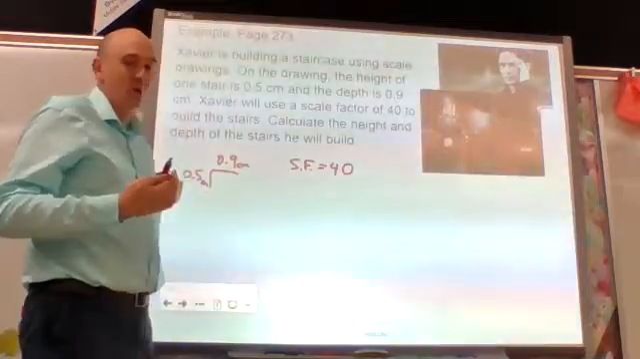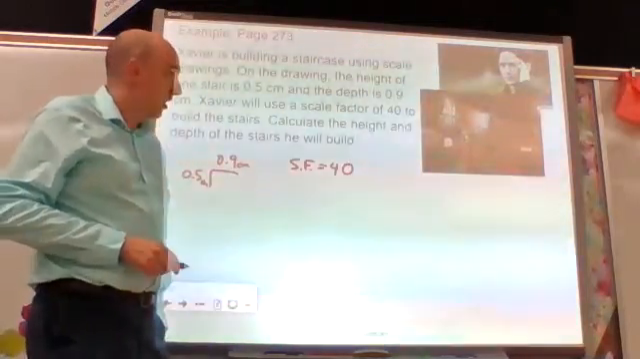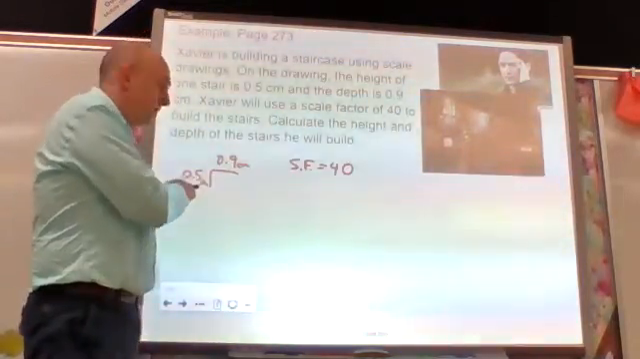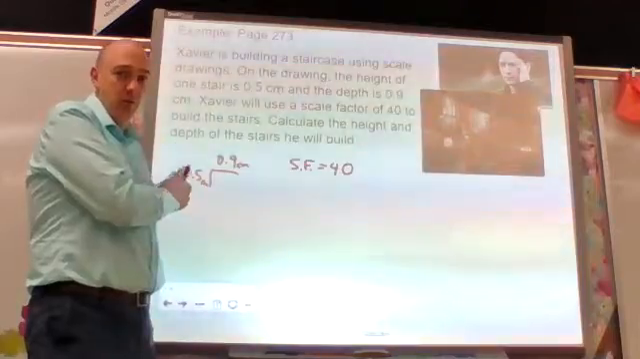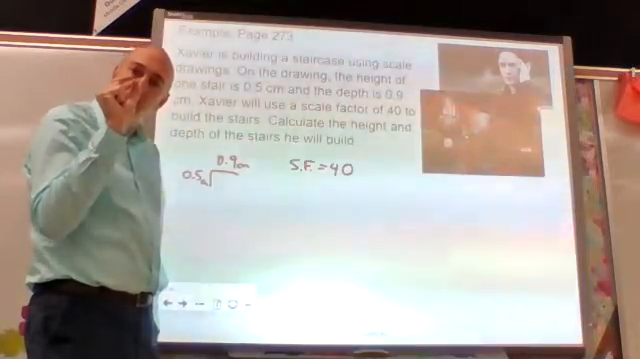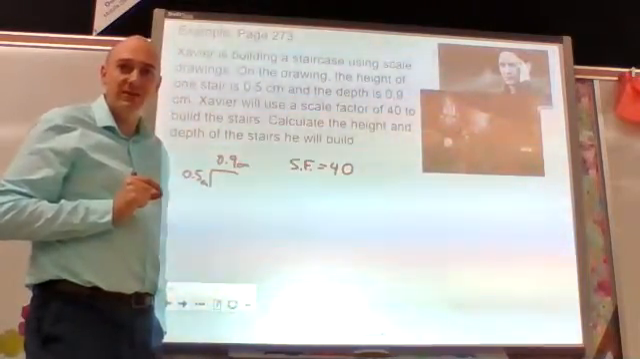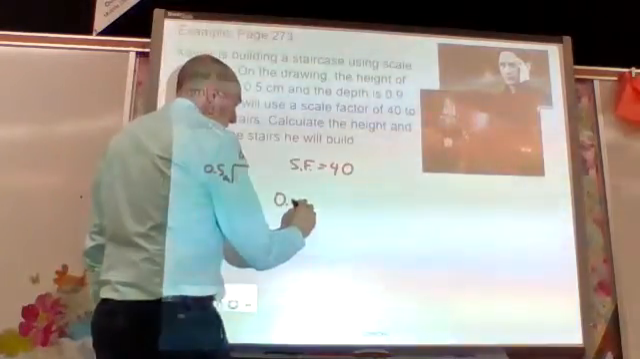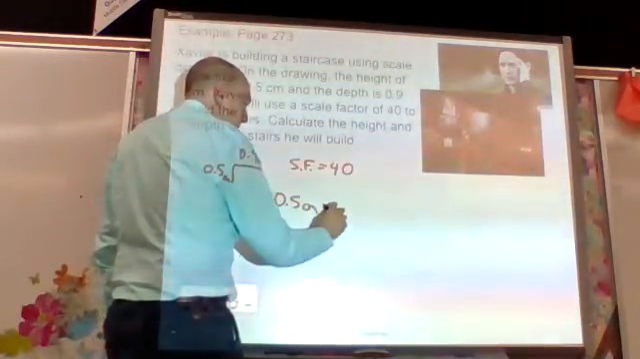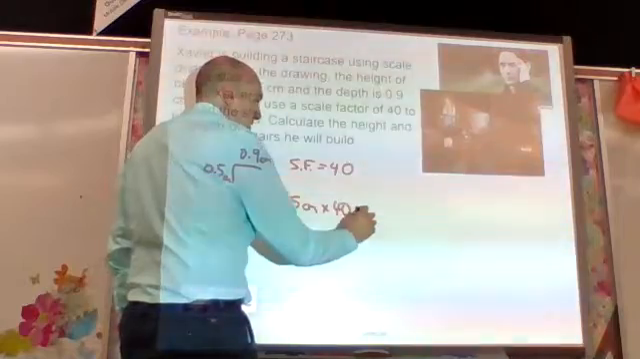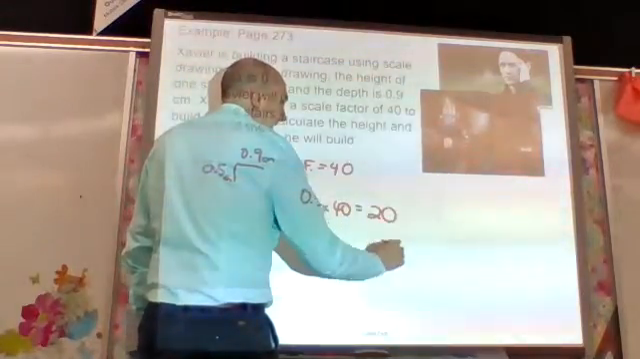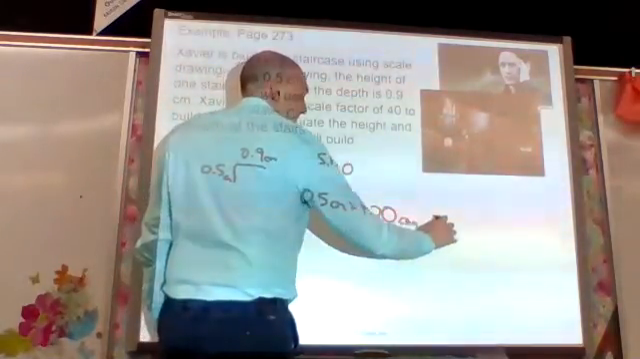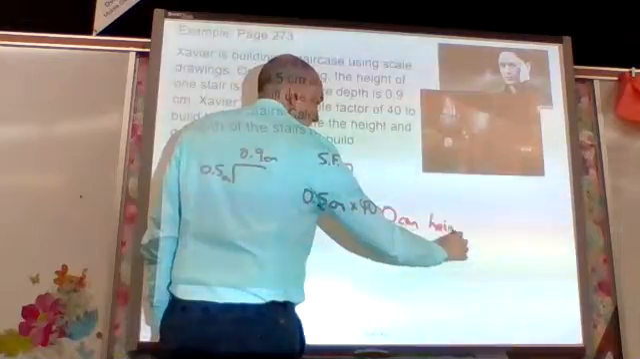What's going to make more sense for stairs? Are we going to get smaller than 0.5 centimeters or bigger? 0.5 centimeters is about that big. Obviously, that's not going to be a real stair. Okay, so we're going to multiply by 40. We take 0.5 centimeters, multiply it by our scale factor of 40, and our height is going to be 20 centimeters.